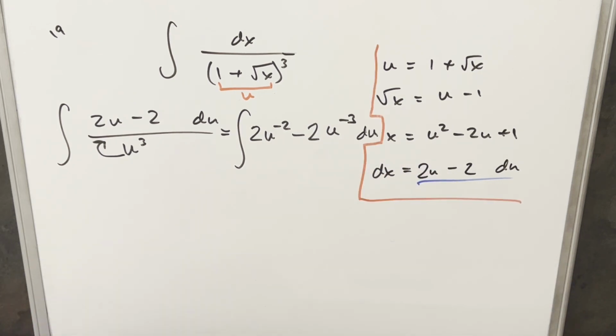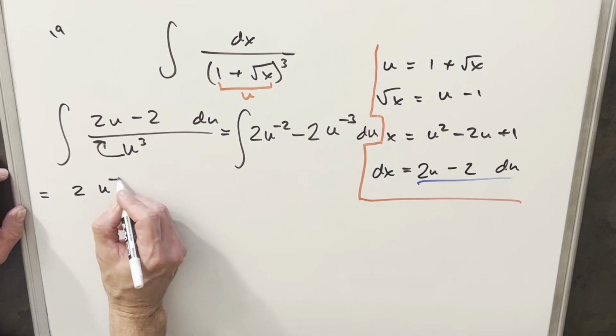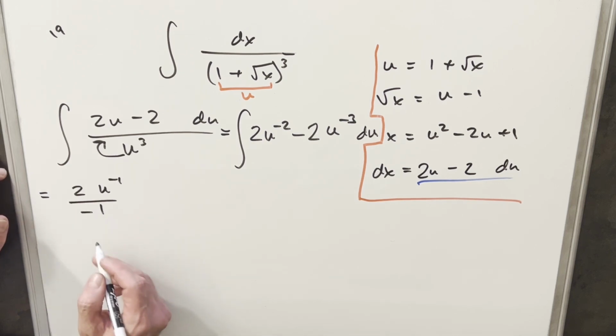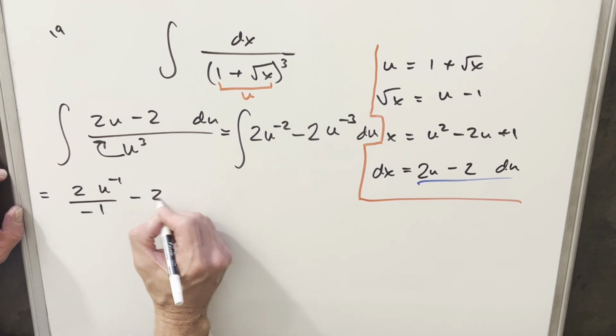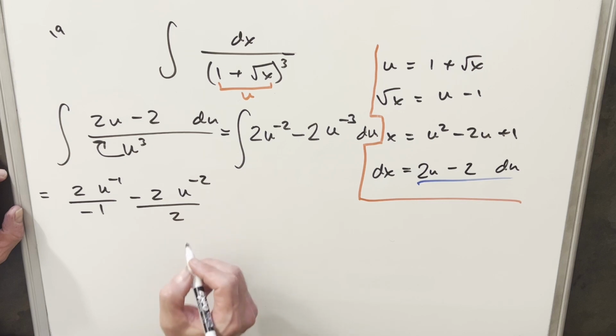And now we'll just integrate this using the power rule. So we're going to have 2 u to the minus 1. I always get a little confused with the negative exponents. It's not a big deal, but let's just write it out. So we end up with minus 1 in the denominator here, minus 2. Integrating this, we have u to the minus 2, and we divide by minus 2.